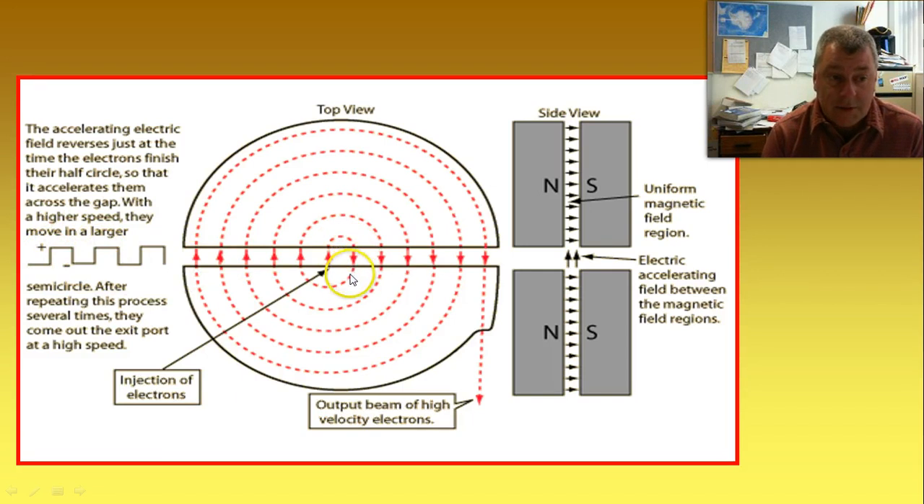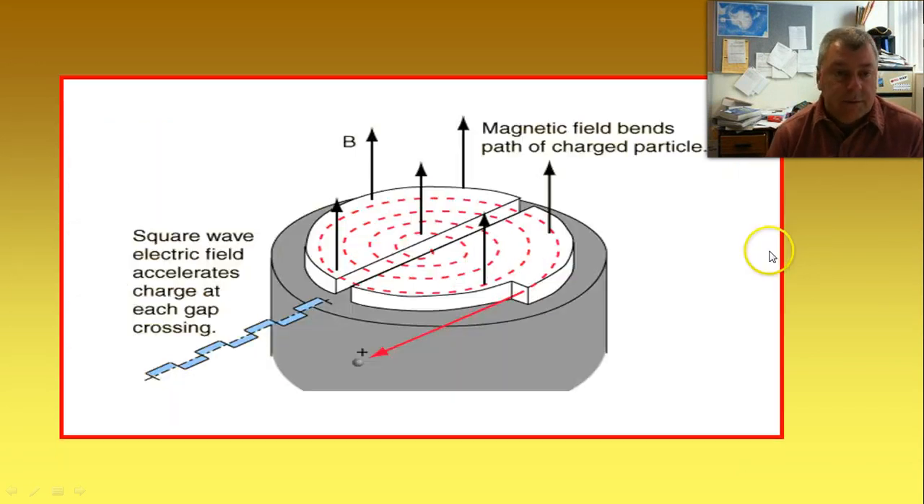It's the same mass, but it's faster, and the same strength magnetic field, so it has a bigger radius, and so it loops around like this, getting progressively larger and larger radiuses until it's ejected with quite a high velocity, because it's gotten faster and faster. Keeps getting that push from the electric field.